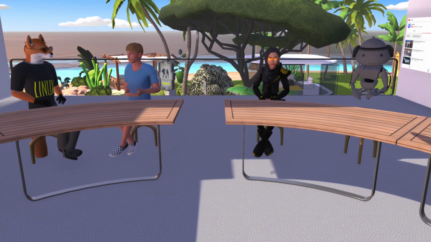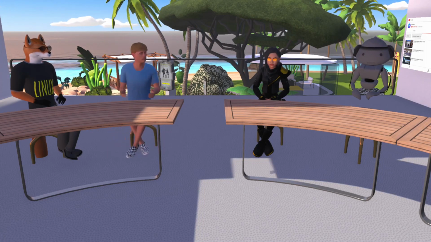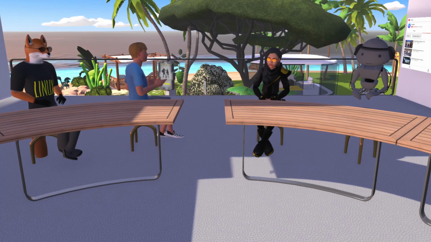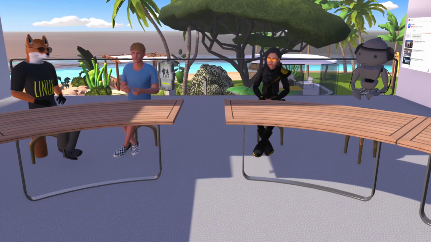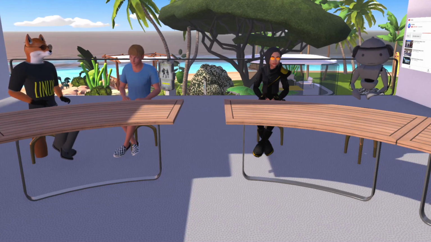Seeing a lot of anonymous folks around the island every now and then, which is good. But they're not very sociable. They don't talk much. They just run around and do nothing.